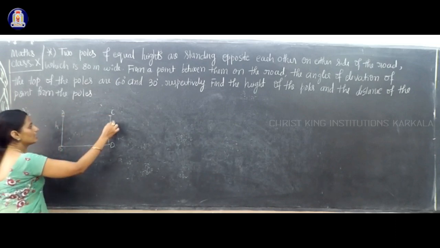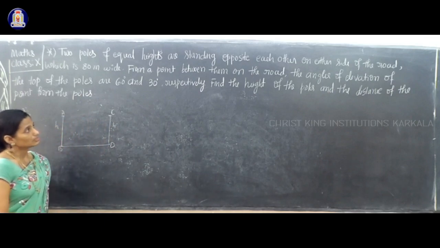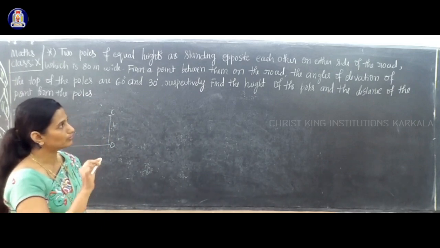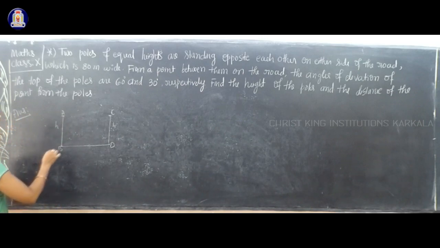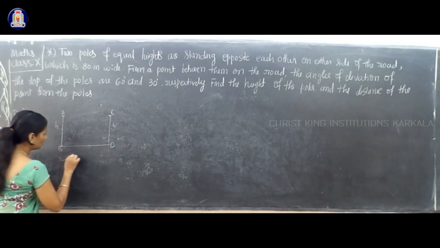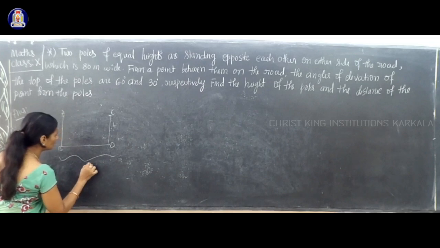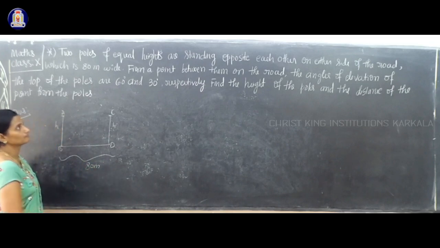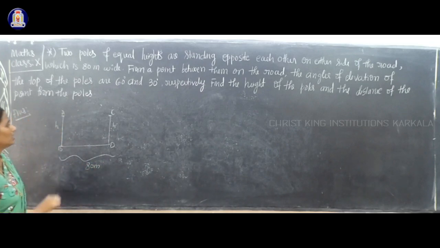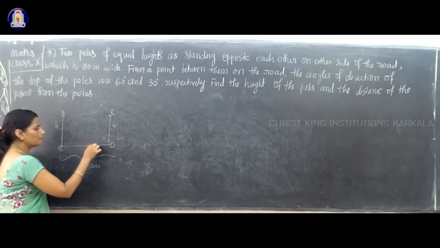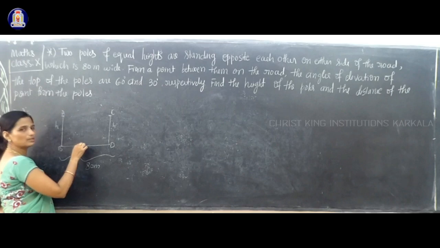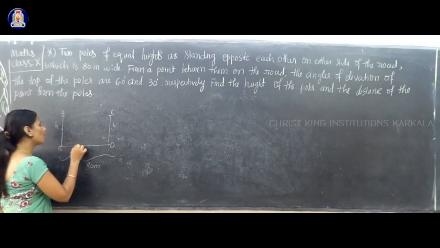Let the height be H. They are standing on opposite sides of the road, which is 80 meters wide, which means BD is 80 meters. From a point between them, maybe the point is here, or maybe here, or maybe here.